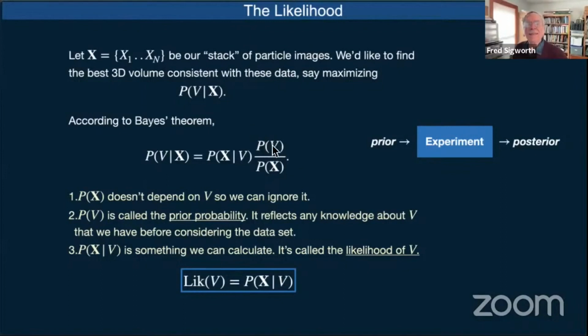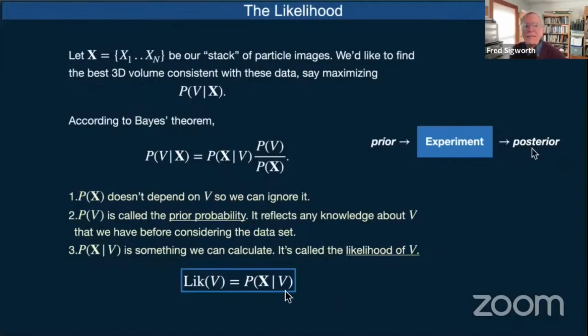This contains prior information, prior probability is what statisticians would call it. And it reflects any knowledge about V that we have before considering the data set. We have some prior information. We might know something about the chemistry. We might know something about the symmetry. We might know something about the smoothness of actual macromolecular density maps. So we have this prior information, which is reflected by P of V. And then we do our experiment, that is, we gather our data set, and the contribution of the data set is this thing. If I take the product of this and that, that gives us something called the posterior probability.